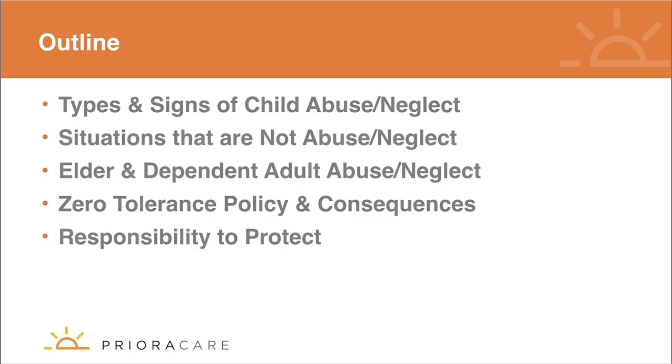Now let's go over the outline for this training. First, we will review the types and signs of child abuse and neglect. Then we will review situations that are not considered abuse or neglect. We will review what elder and dependent adult abuse and neglect is. We will discuss the zero tolerance policy and consequences for not following that policy. We will go over your responsibility to protect clients from abuse and neglect.